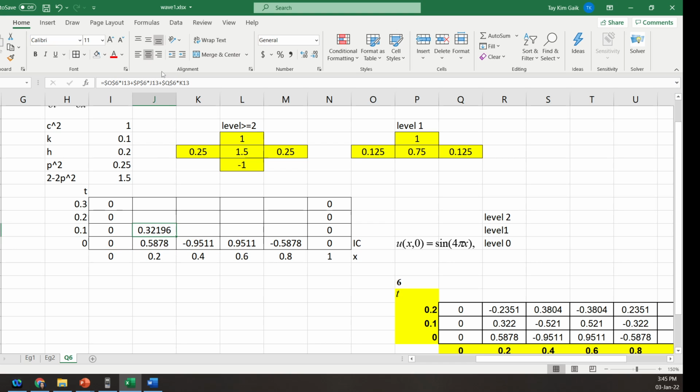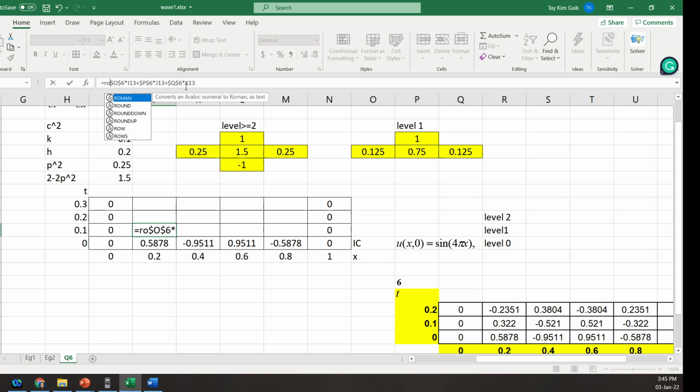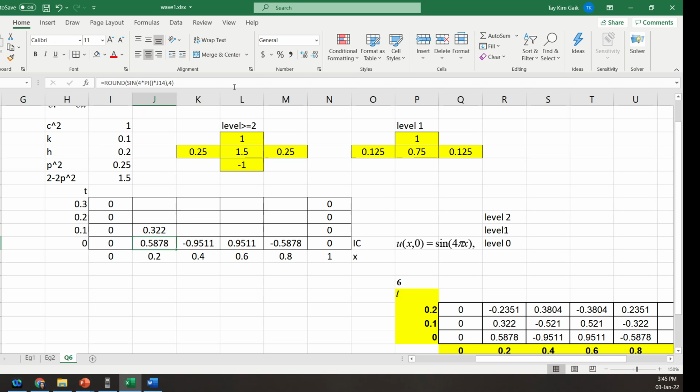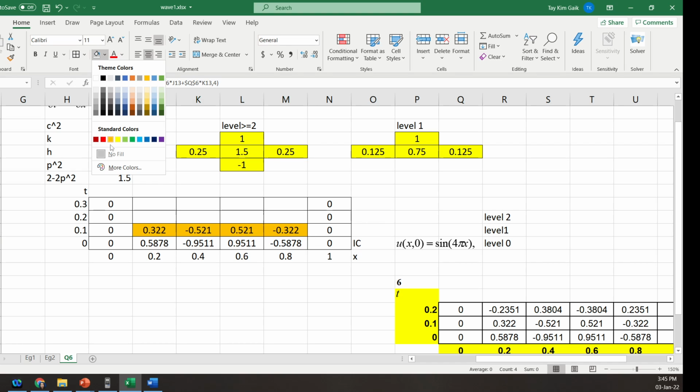If you use Excel, make sure you check whether you clicked correctly. When you click back into the formula that you keyed in, you see the cells highlighted here: I13, J13, K13. So this is your left bottom, center bottom, right bottom. You are keying in J12. And then you may round it to 4 decimal places. Done. So you have completed level 1. Level 1, we use this color.